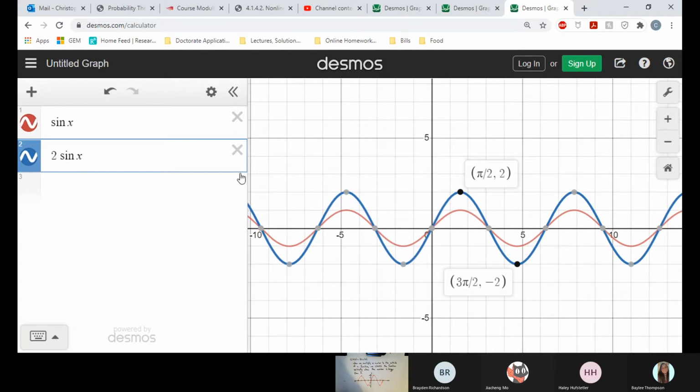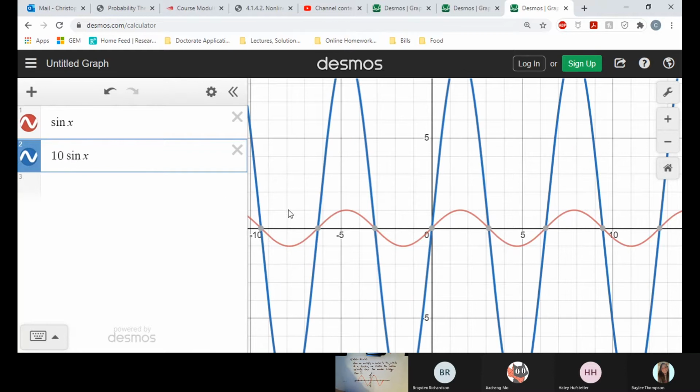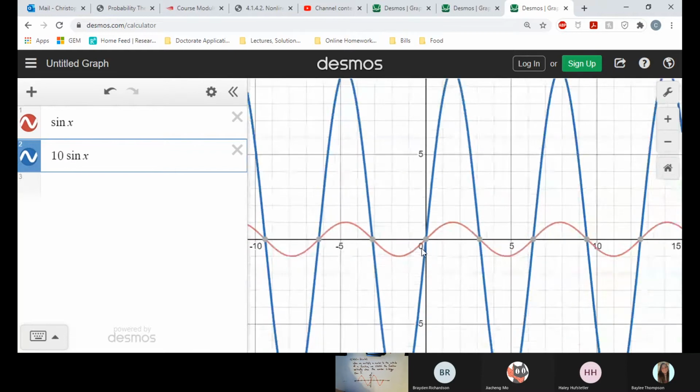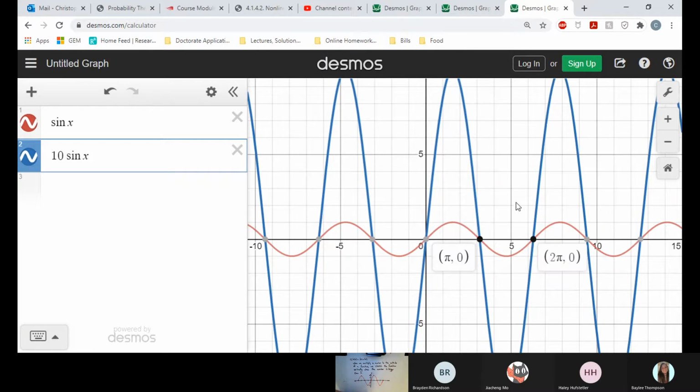Stretched vertically. And you can see that if I even increase this, maybe I made this like 5, it would be even more stretched. Or if I made it like 10, then it's even more stretched. But it still goes through those same 0 points that the original one went through, because it has not been shifted up or down or left or right. It's been just yanked up and down, stretched with those 0 points maintained as anchors.